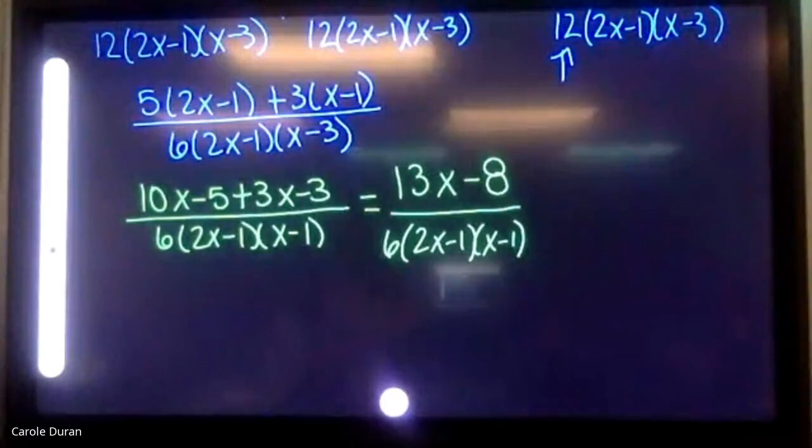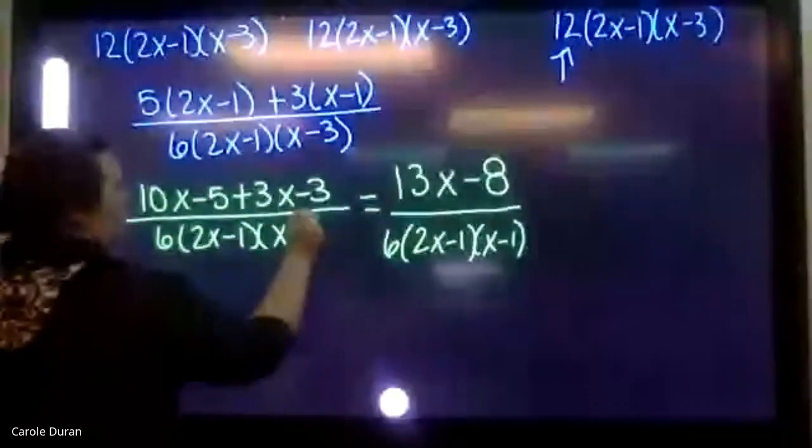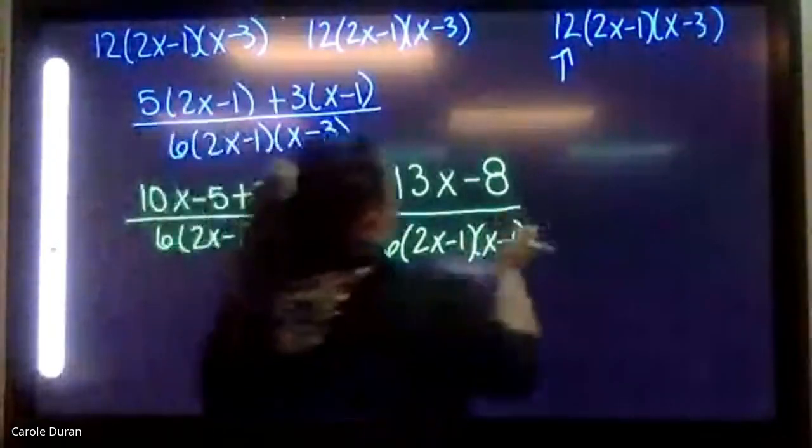How do we feel about this one? Yes, Kenya. Why did that x minus 3 change to an x minus 1? Oh, it's just x minus 3. I just wrote it wrong. Sorry, looking at too many numbers.